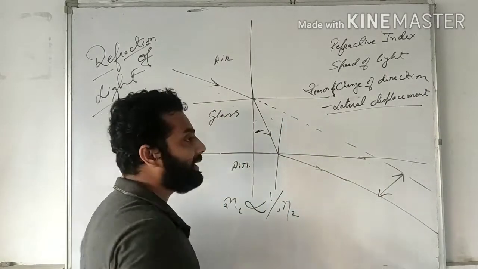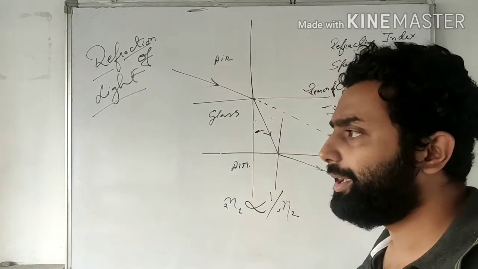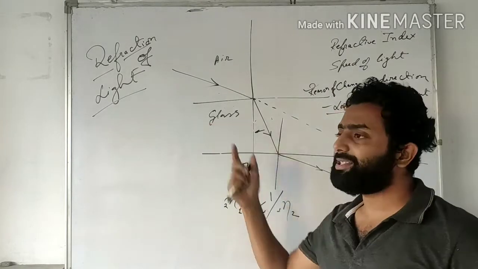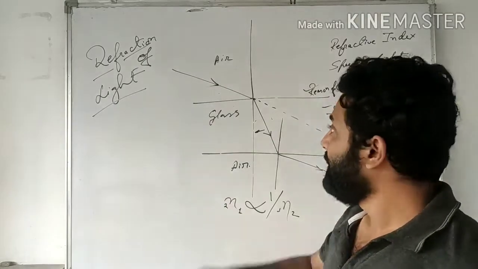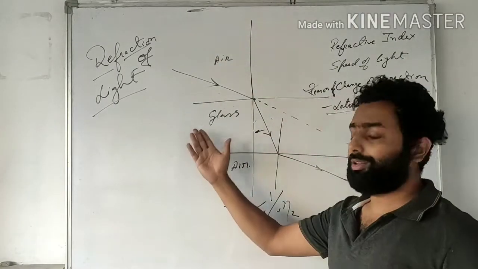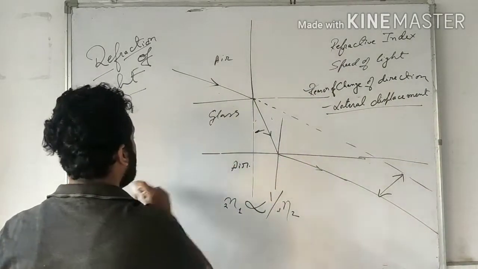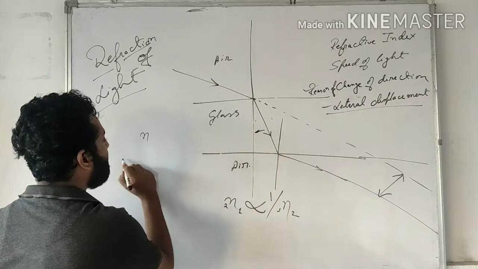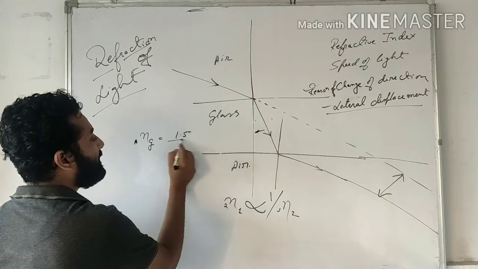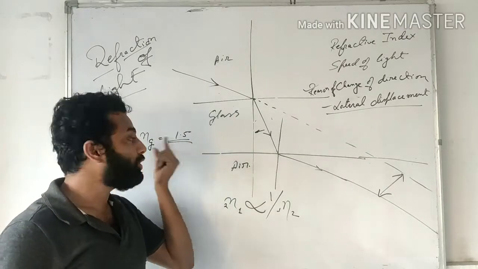So, let me assume that the refractive index of glass with respect to air is 1.5, then the refractive index of air with respect to glass will be 1 by 1.5. Let me rephrase it again. If the refractive index of glass with respect to air is 1.5, this means the bending capacity of glass is 1.5, not that of air.